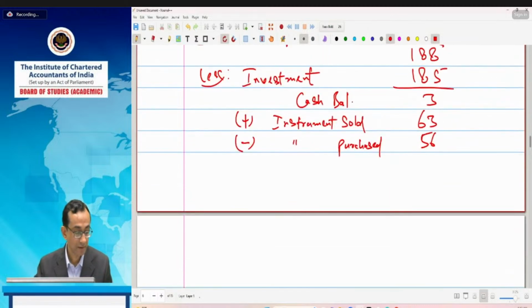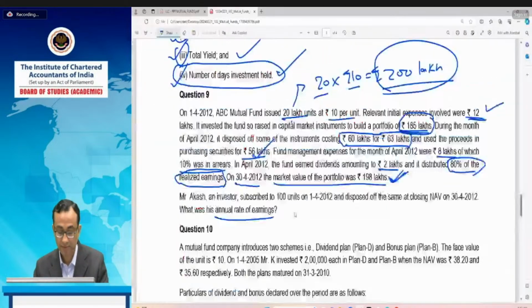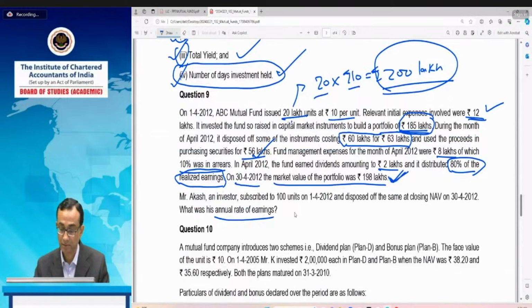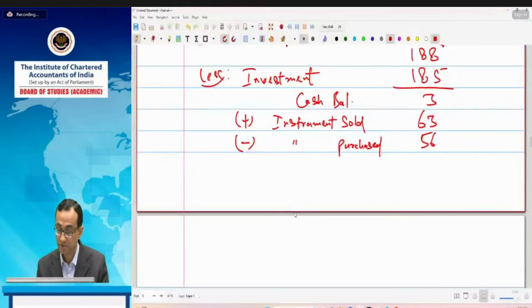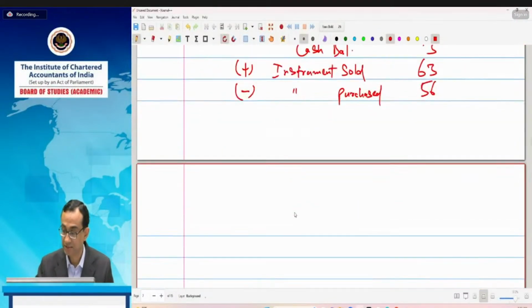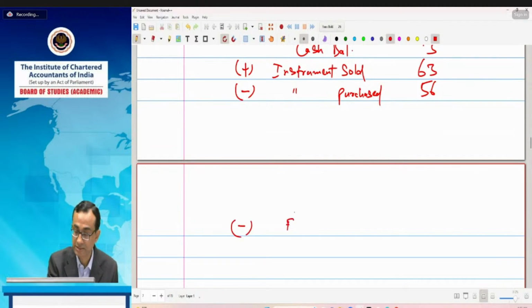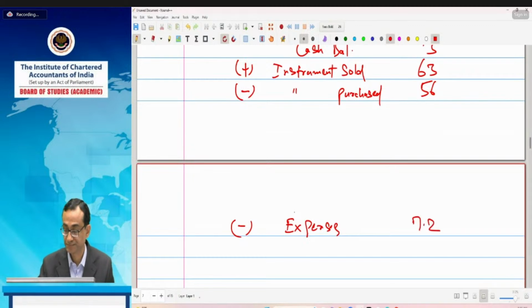Then again, there were certain expenses. Expenses are 8 lakh, out of which 10% was in arrears. So 7.2 lakh will be deducted as expenses.